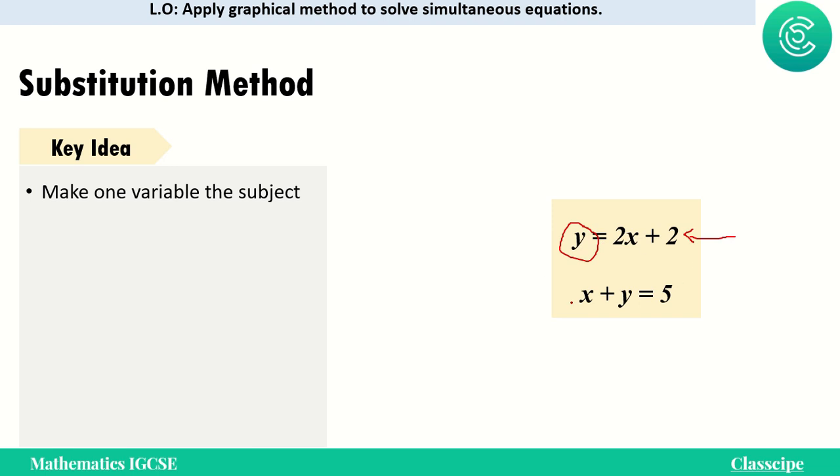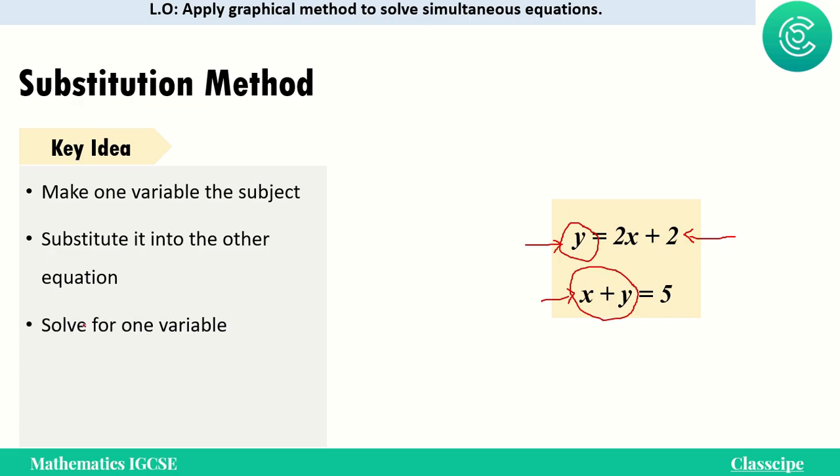the subject. Now if you see this equation, you have x and y both on the left hand side. So here we can't say x is subject or y is subject. We have to work on it, rearrange it, to find the subject. But if you see this equation, you can see that y is a subject because it's alone on the left hand side. So you have to make one variable the subject. After that, substitute that variable into the other equation and then solve for one variable. These are the three steps which we are going to follow in substitution method.